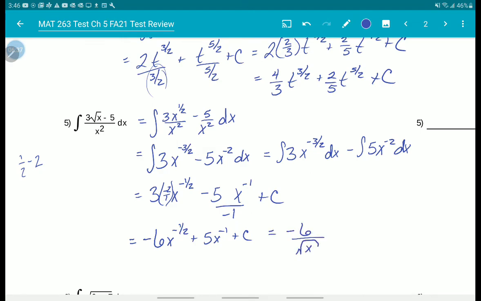Negative exponents means it needs to be moved. So that square root is going to have to be moved to the denominator. Same thing with the x in the second term. So there's our final answer.